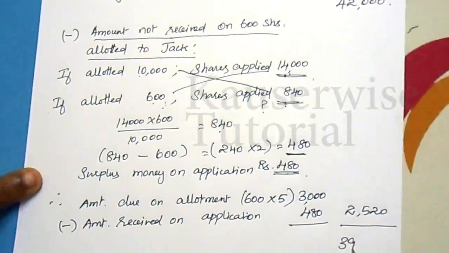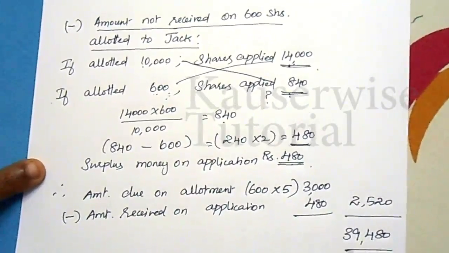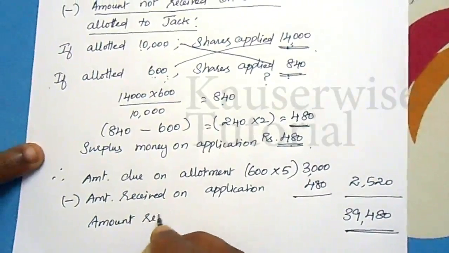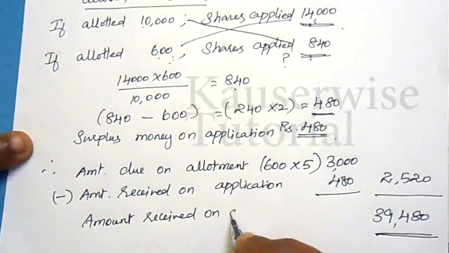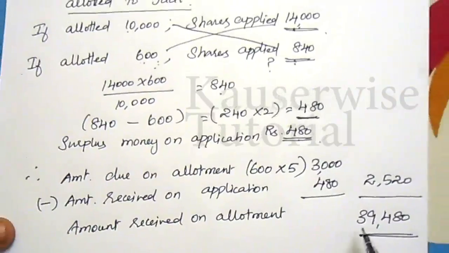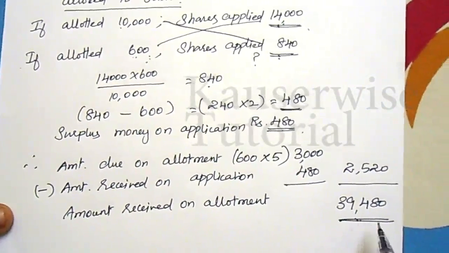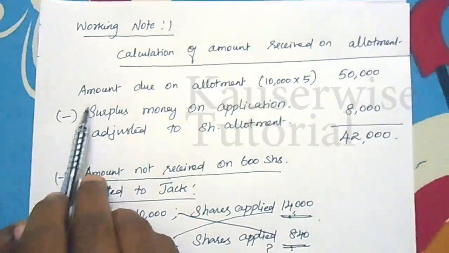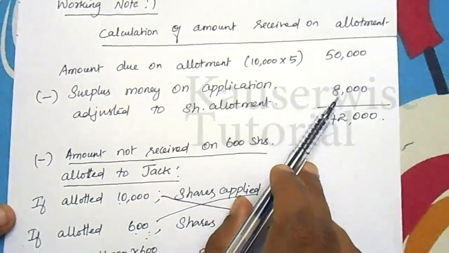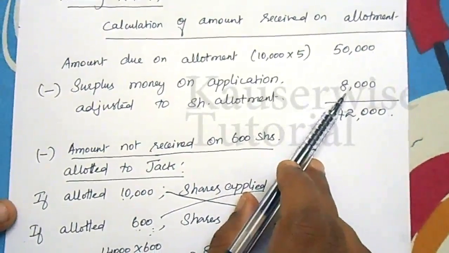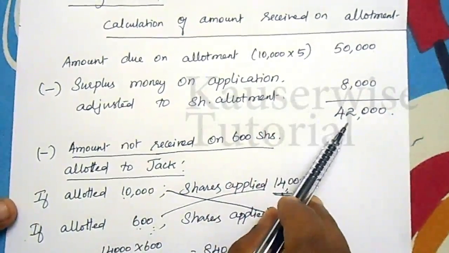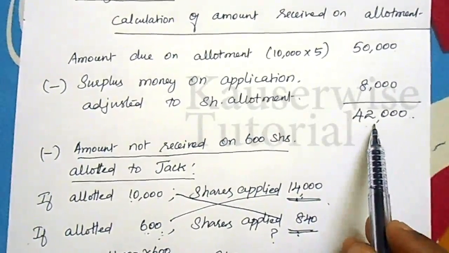The remaining amount is 39,480 received on allotment. You have to do all these calculations in order to find how much amount is received on allotment. I repeat again. Amount due on allotment is 10,000 into 5, 50,000. In that, 8,000 rupees we have already received along with the application. That excess money, the surplus money, will be subtracted from the due money. The balance 42,000 is yet to be received from shareholders on allotment.